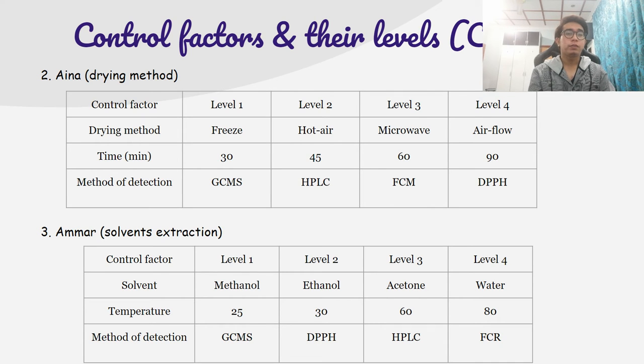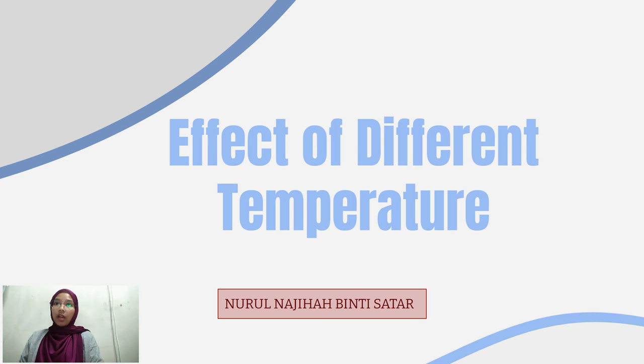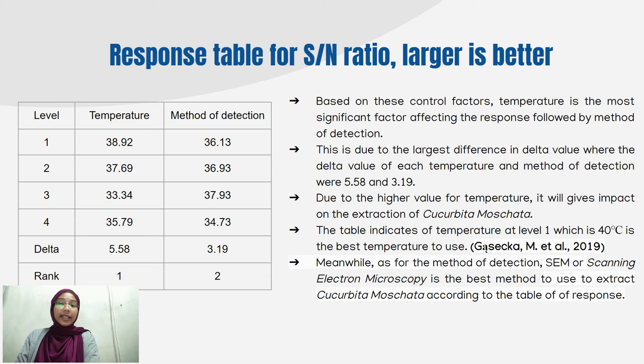And lastly, for level 4, water is the solvent, the temperature is 80 degrees Celsius, and the method of detection is FCR. Effect of different temperature by me, Nurnaja binti Sattar. Response table for S/N ratio, larger is better.